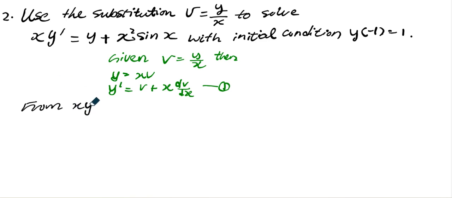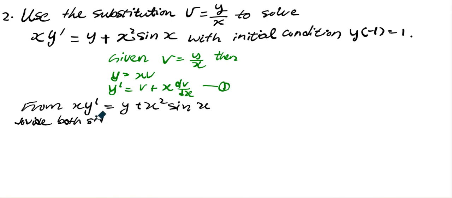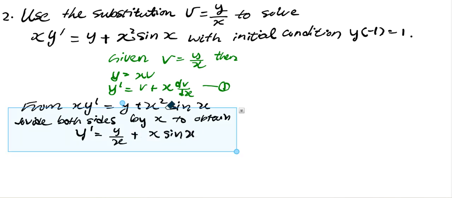Now from the given equation x y dash equal to y plus x squared sine x, we need to isolate y dash, so I need to divide both sides by x to obtain y dash equal to y over x plus x sine x, because x squared divided by x is x. So right now we can rewrite this y over x. So this is equation number 2.